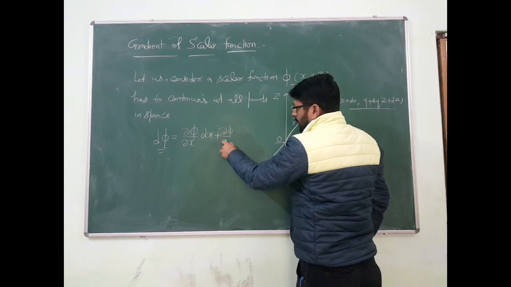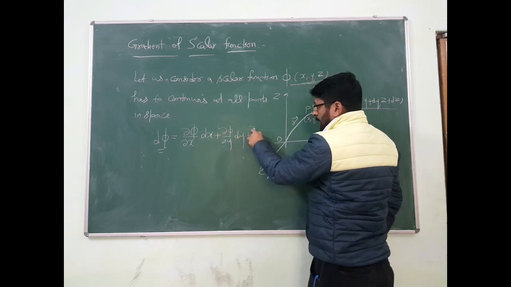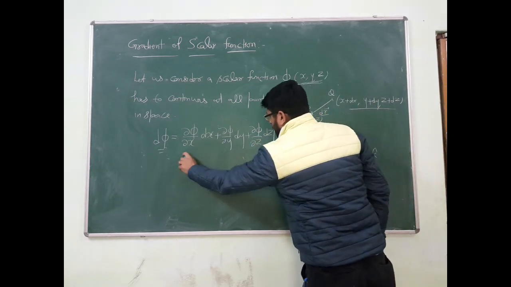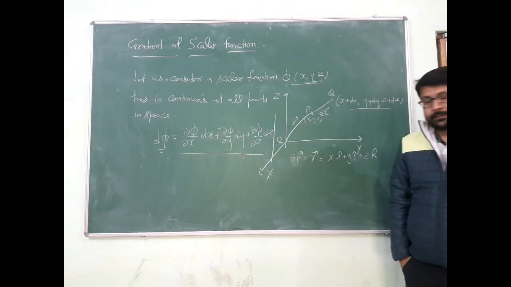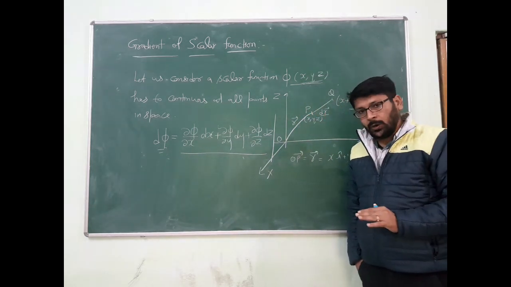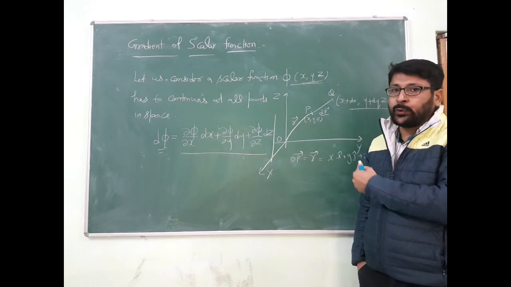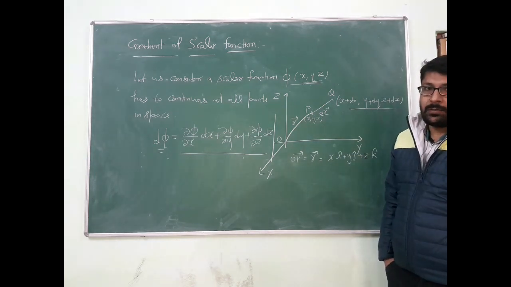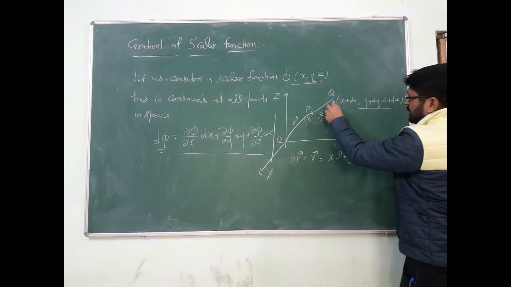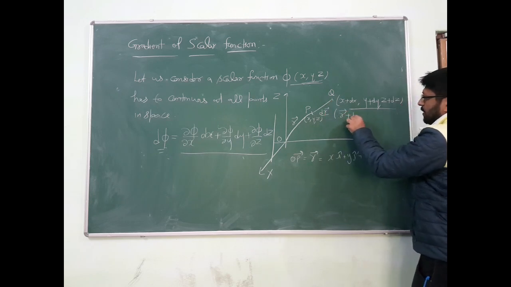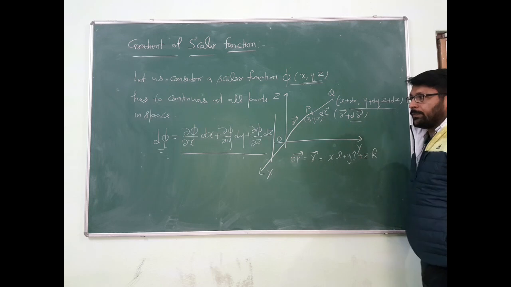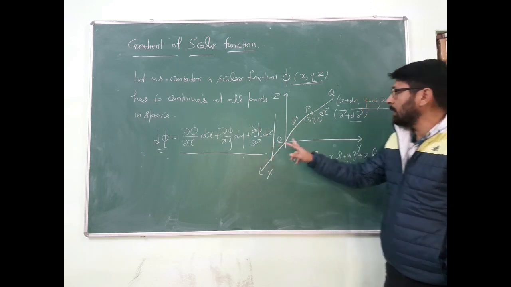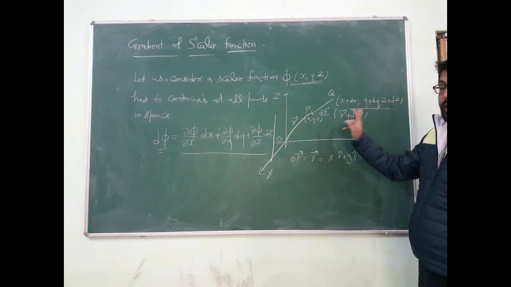Next one is ∂φ/∂y dy, and next is ∂φ/∂z dz. This will give us the total change in phi when we move from P to Q, or when we displace by displacement dr. The position vector corresponding to this Q will be r plus dr vector. So this is how we can define this change in phi when we move from P to Q.